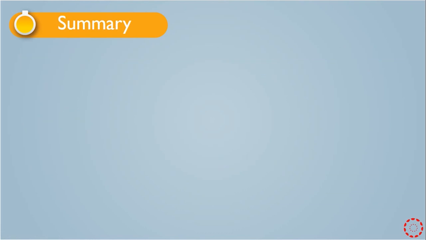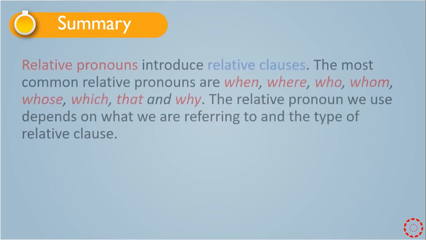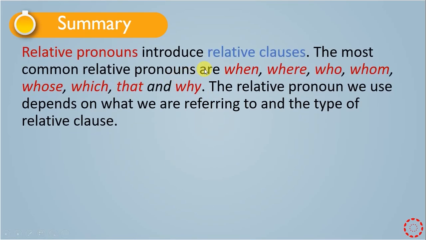The summary, what we have talked about today. Relative pronouns introduce relative clauses. The most common relative pronouns are when, where, who, whom, whose, which, that, and why. The relative pronoun we use depends on what we are referring to and the type of relative clause. Today we have talked about the most common ones, I mean three of them, which are when, where, and why.